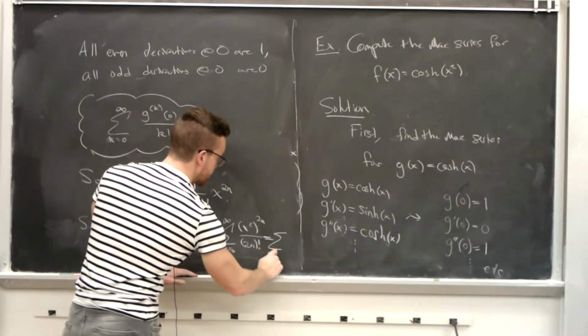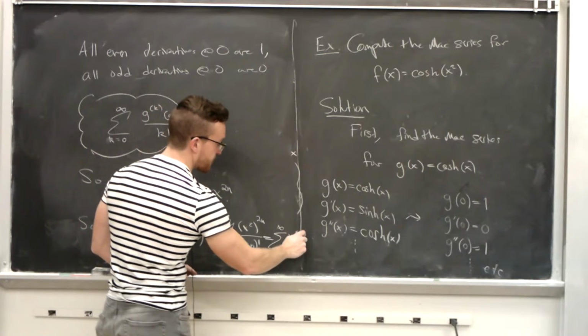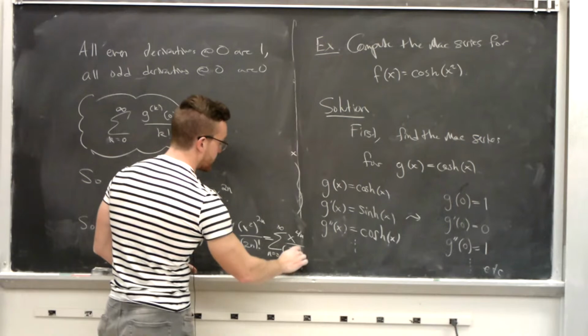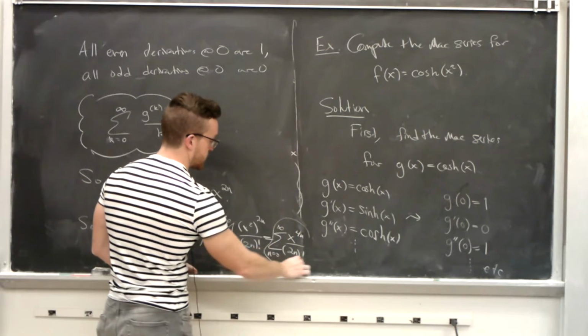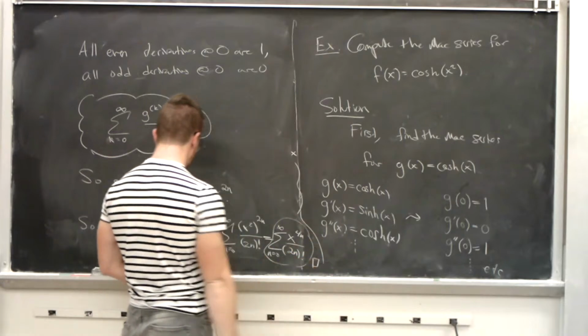That'll do it. X squared to the 2n is like x to the 4n, all over 2n factorial. Done. Okay.